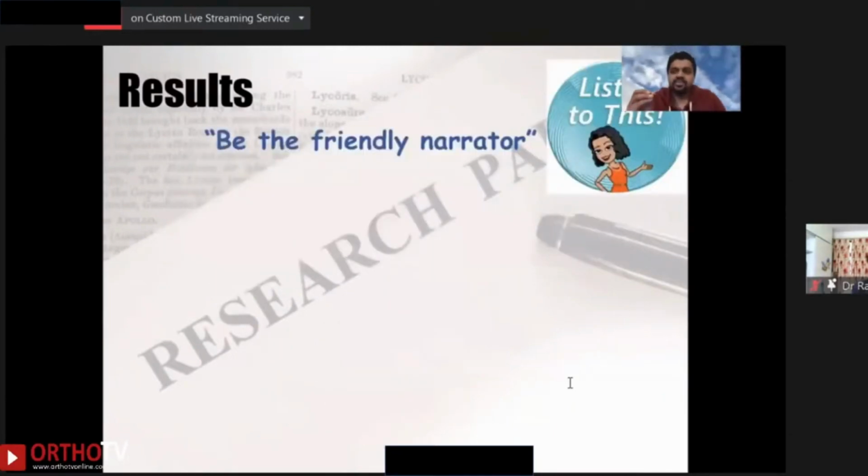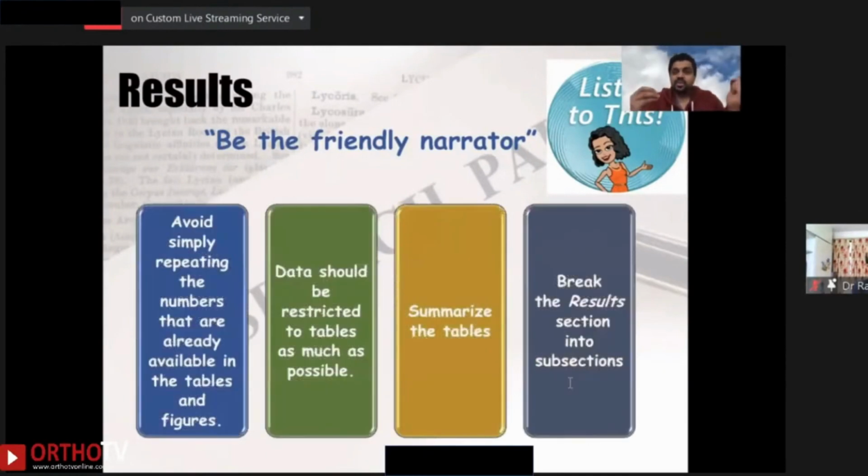The tip is to be the friendly narrator. The results section for an average reader will appear so confusing, with the statistics, values and all. So you should be a friendly narrator so that they understand what you're talking about. Some tips are, you should avoid repeating the numbers that are already there in the tables and the figures. First, you prepare the tables and the figures, and then data should be restricted only there. You just summarize them in the table.